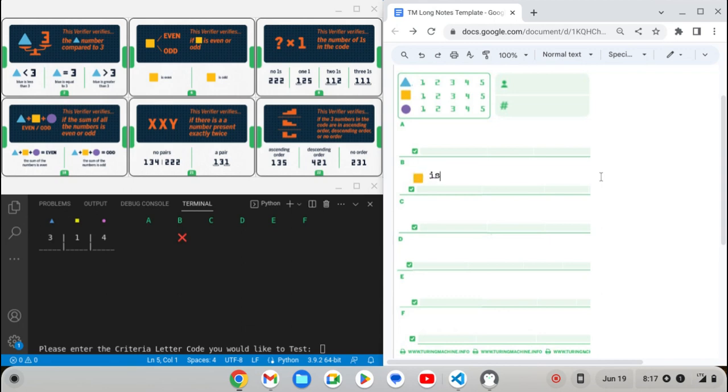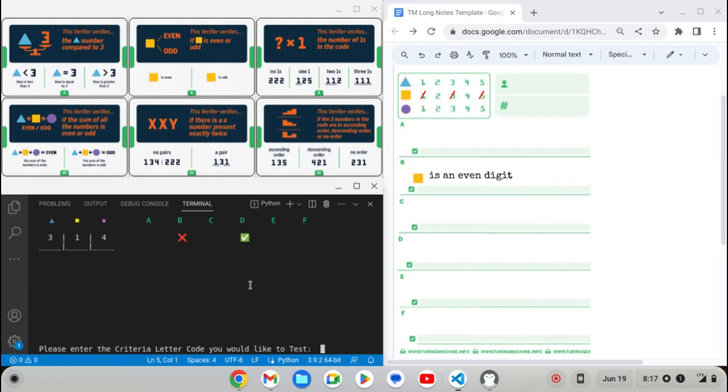Square is an even digit. And since it is even, that means I can cross out all of the odds for square. Okay. So we also have criteria card D that will let us know if the sum is even or odd. Let's go ahead and test criteria card D.